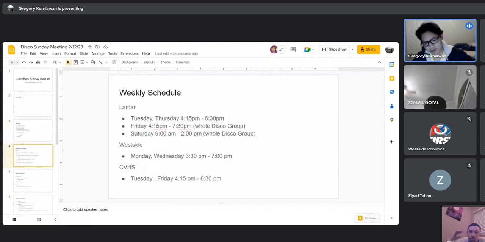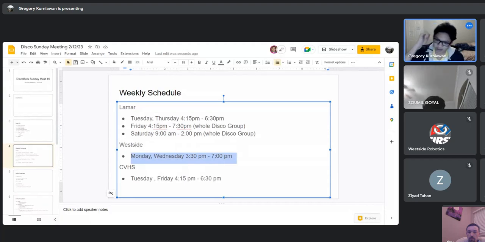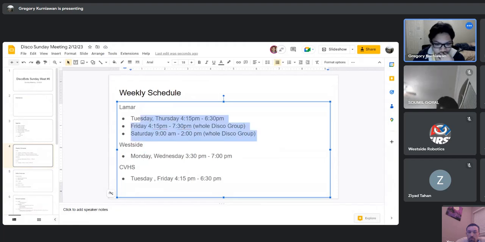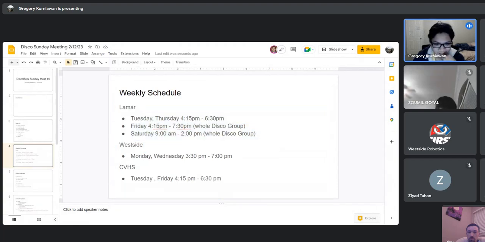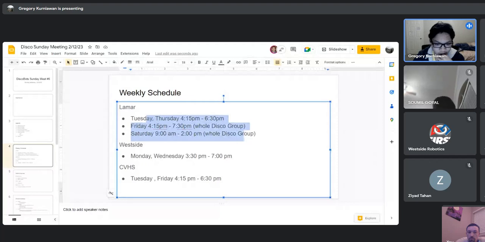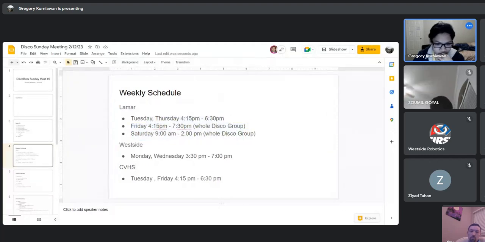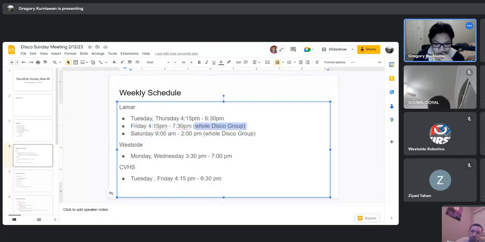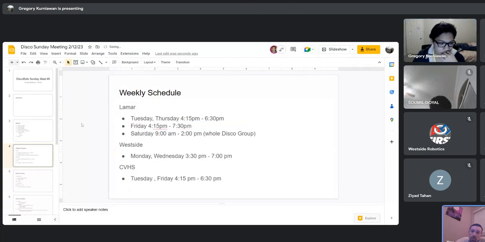This weekly schedule, like I said, one I want to highlight for West Side, we're going to do Monday, Wednesday. Last week was a bit weird since we had some other troubles. But I think every other group is the same, though. No, I put that Friday thing in there. So okay, I'm proposing we should do a Friday whole group this week at Lamar.